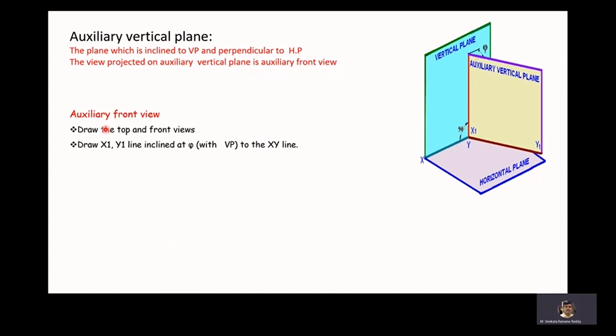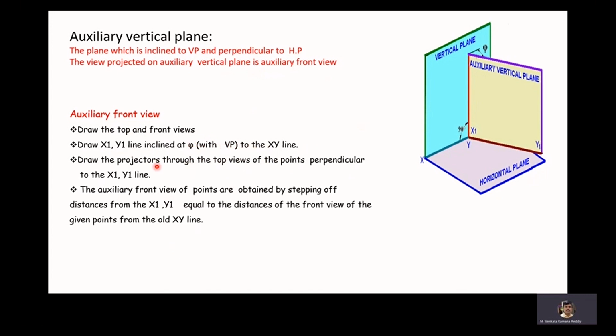For that, draw top view and front views, then draw new reference line, that is x1 y1 line inclined at phi with the VP or to the xy line. Then draw projectors through the top views of the points perpendicular to the x1 y1 line. Then the auxiliary front view of the points are obtained by stepping off distances from the x1 y1 equal to the distance of the front view of the given point from the old xy line.